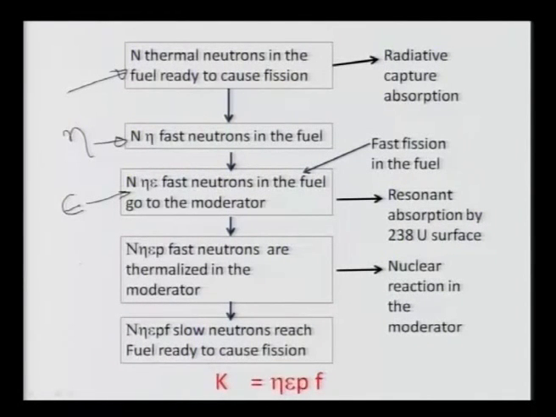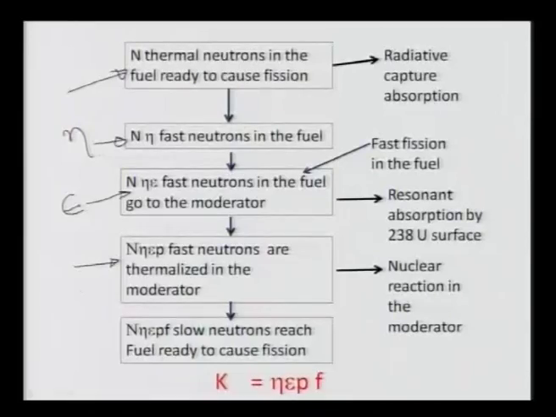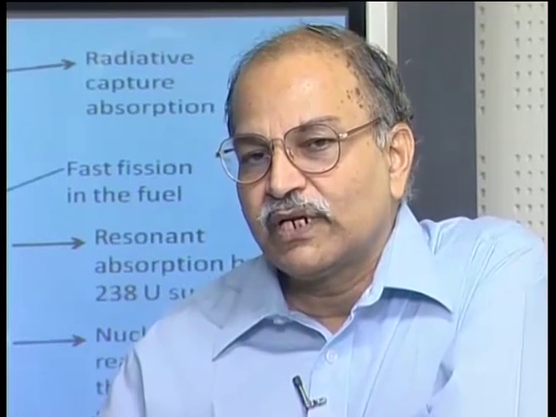Then of these neutrons which go to the moderator, some of them encounter the uranium-238 fuel rod surface and they can get captured there through those resonance reactions, and therefore those which are finally thermalized is a factor p. After thermalization also they keep moving in the moderator for quite some time, and during that time they can interact with the moderator material itself. Some nuclear reactions can go in the moderator, and another factor f is multiplied to get you slow neutrons in the fuel rods once again. So, this is one complete generation or one complete cycle.